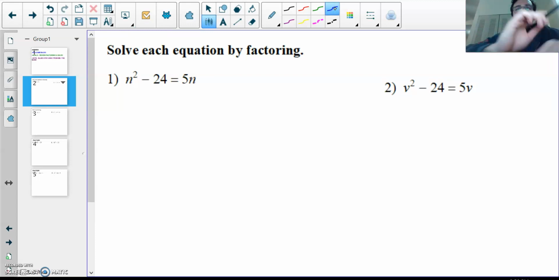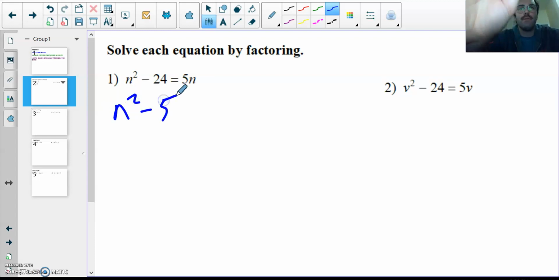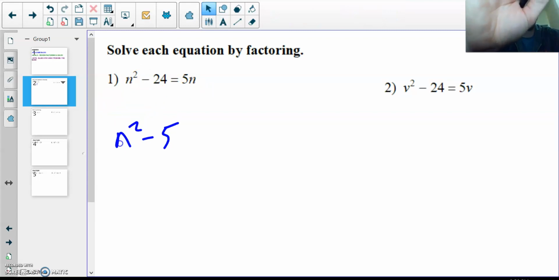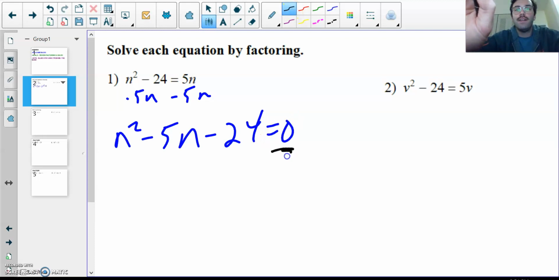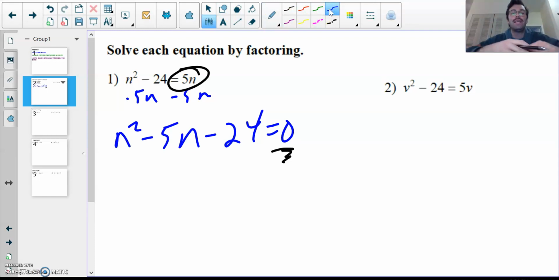I don't know if we've done this yet, but these problems just kind of happened. Before we start factoring and solving, I want to make sure this is equal to zero. In order to solve or to factor, I need to have a zero here. I can't have the 5n over there. So I move everything to the same side as the square term. You want to make your squared term positive, and keep it positive. So I need to move everything to the same side of the equal sign.